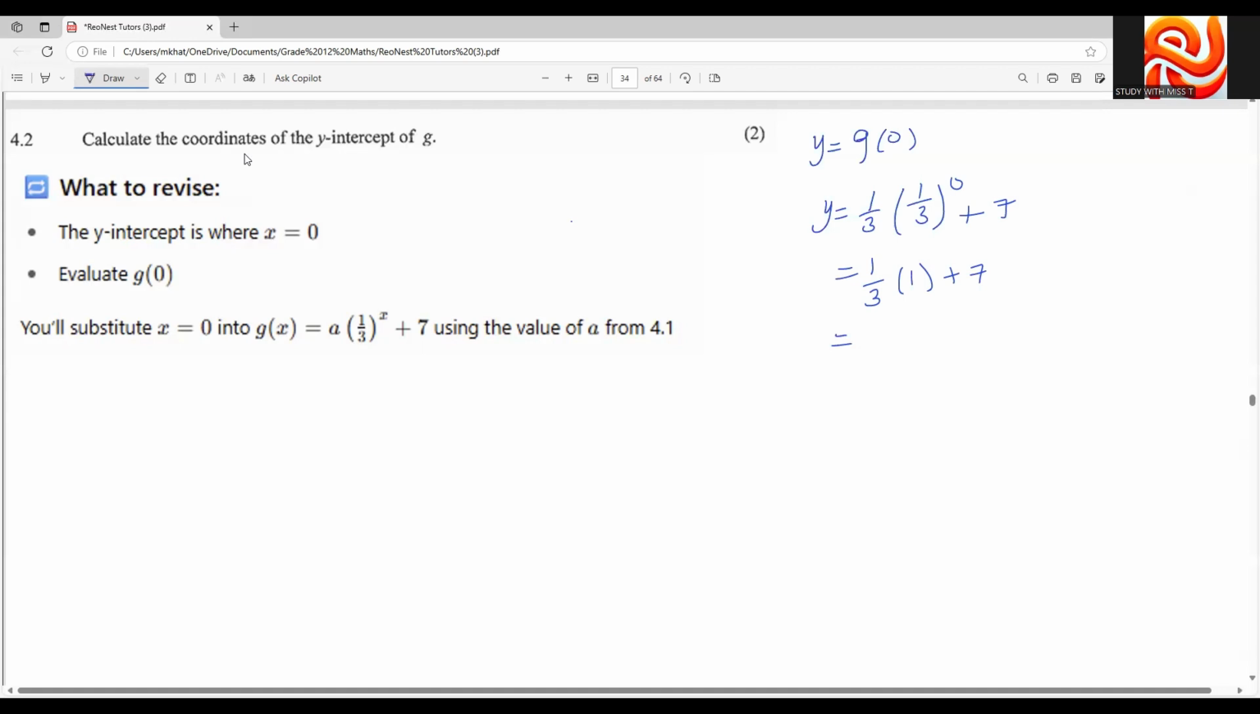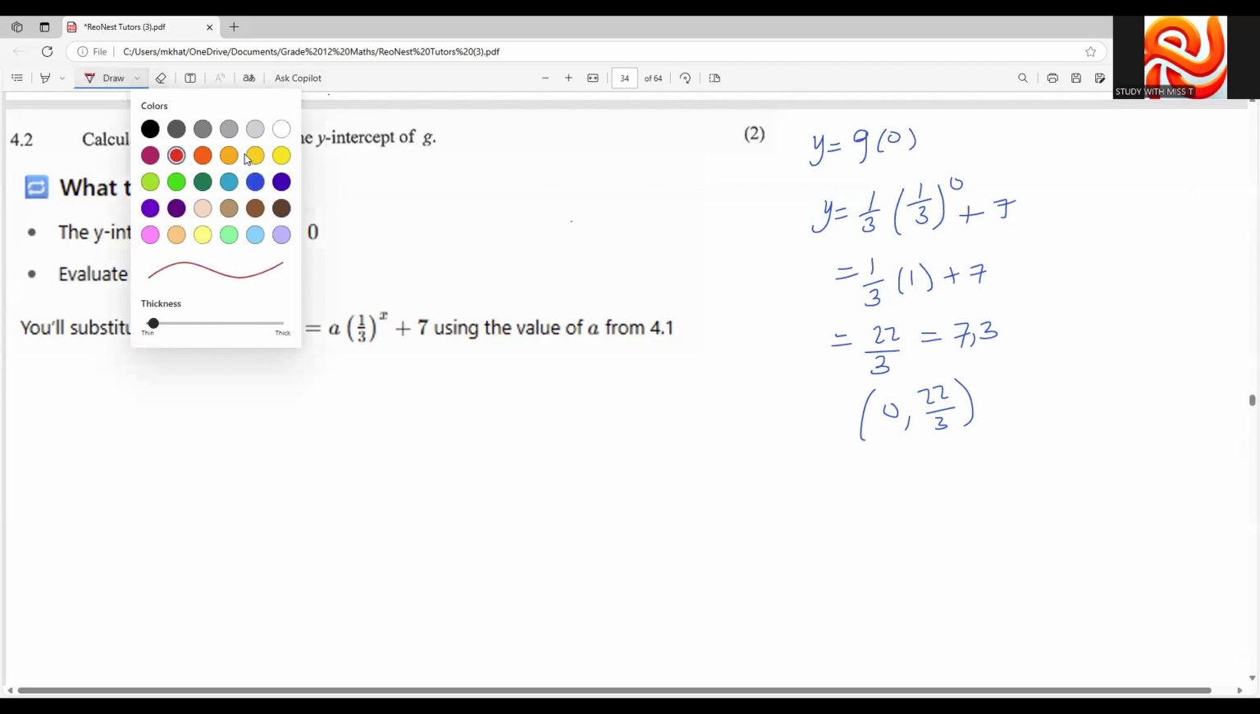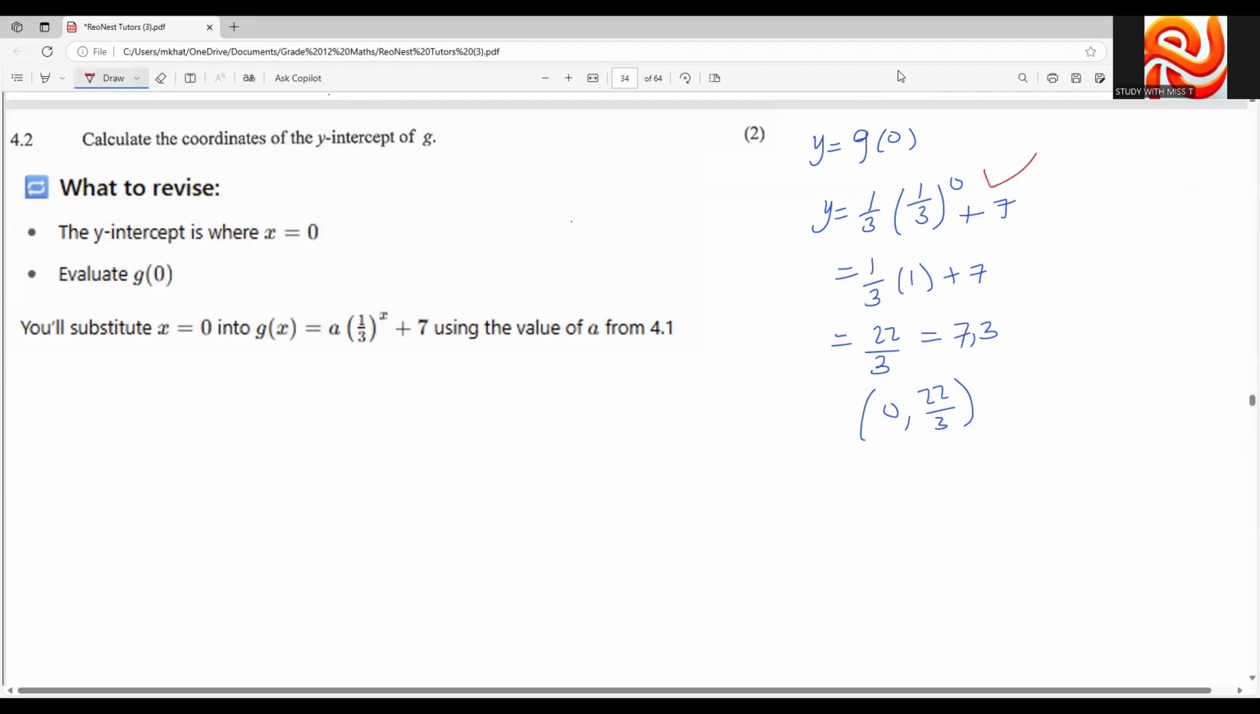So meaning that I'm going to multiply here by 3 over 3, and I'm going to have 22 over 3, which in this case can be 7 over 3. So meaning that when x is 0, y is 22 over 3. All right, so you're going to get a mark for substituting 0 and finding the answer.